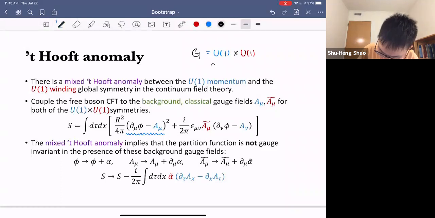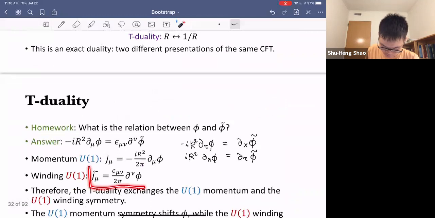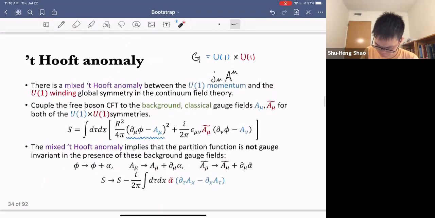If I have a current J mu, and I want to couple it to a background gauge field, I simply contract its index with the gauge field A mu. What was the current for our winding symmetry? Well, let's go back a few slides, it is this. So all I have to do is contract this with my red winding background gauge field. And that's exactly what I wrote here.